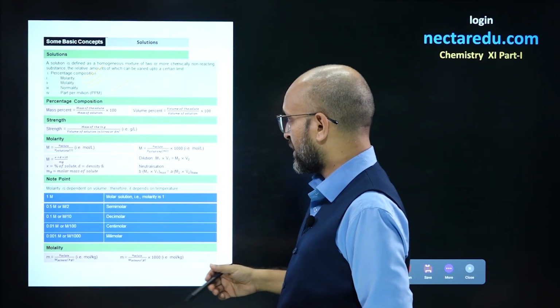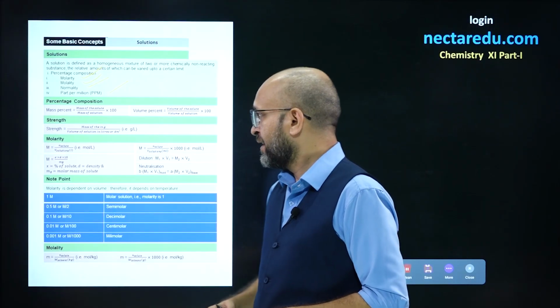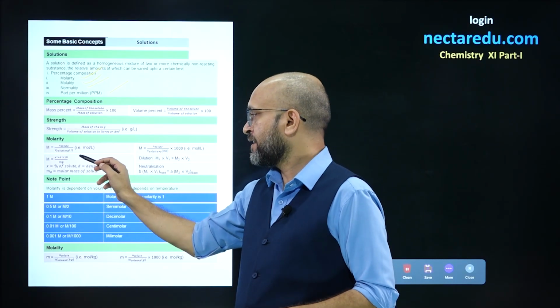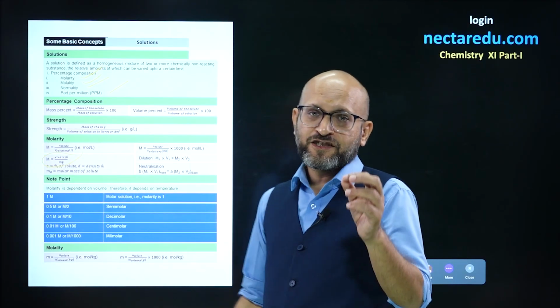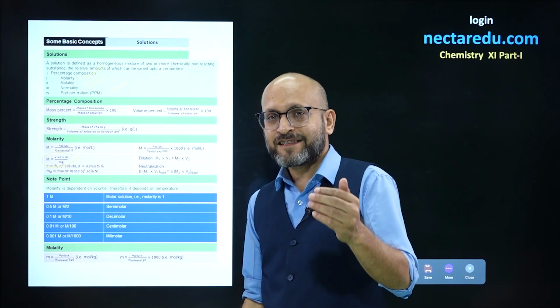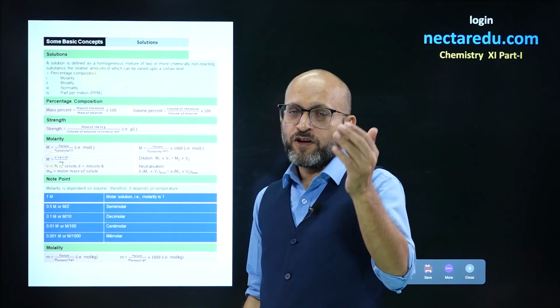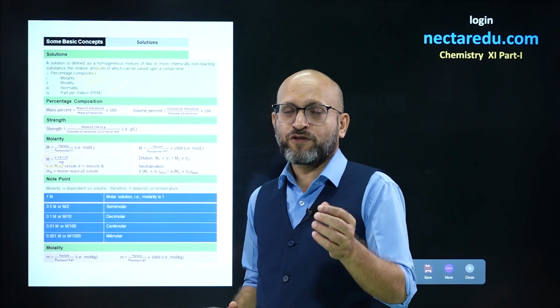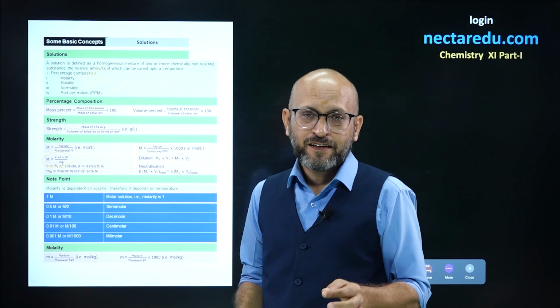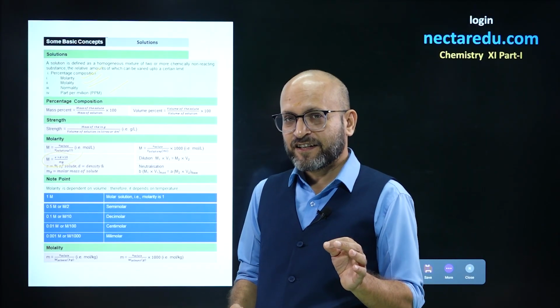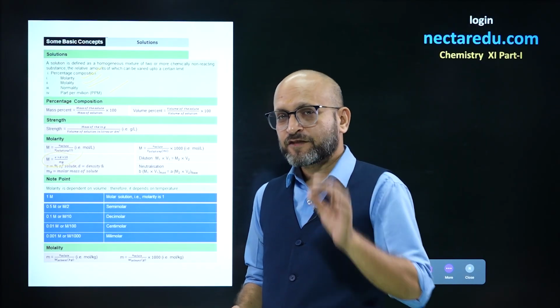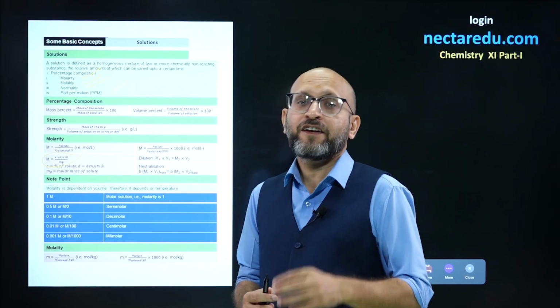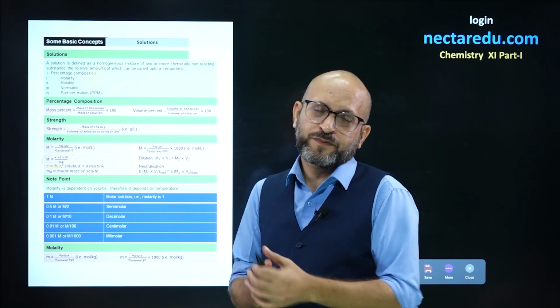This is what has been mentioned over here, and molarity has been mentioned, and there is a relation between percentage by mass and density of the solution. So, what is that formula? Molarity equals 10dx by molecular weight. d is density of solution, x is percentage mass, and molecular weight we all know.